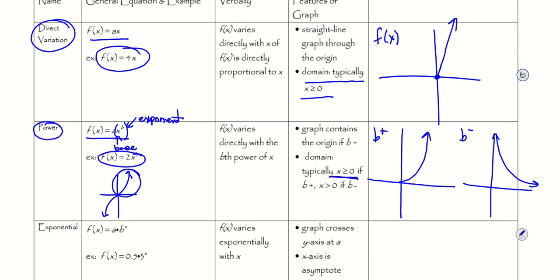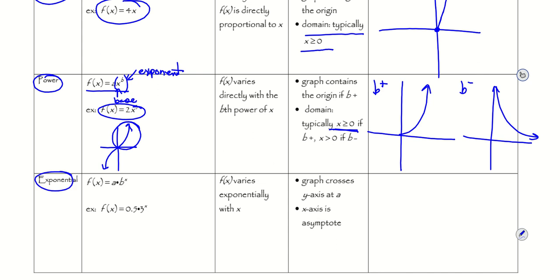And the next type of function we're going to look at is an exponential function. Like a power function, an exponential function is made up of one term that contains a power. Both of these have a coefficient of a and then a power. What's different about an exponential function is that x is in the exponent. So in a power function, the base has x. In an exponential function, x is in the exponent. So this is an example of an exponential function. Our a value is 0.5, and the base of our power is 3.